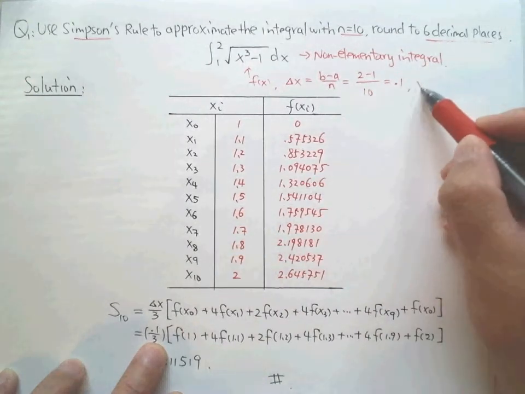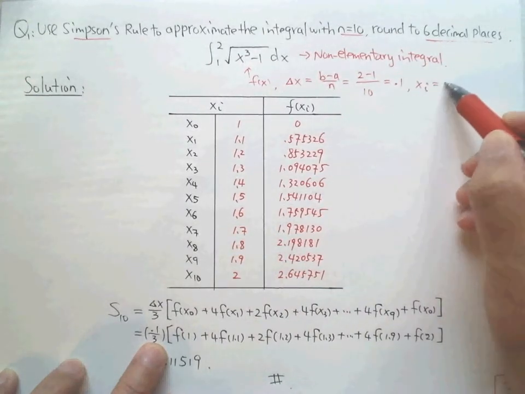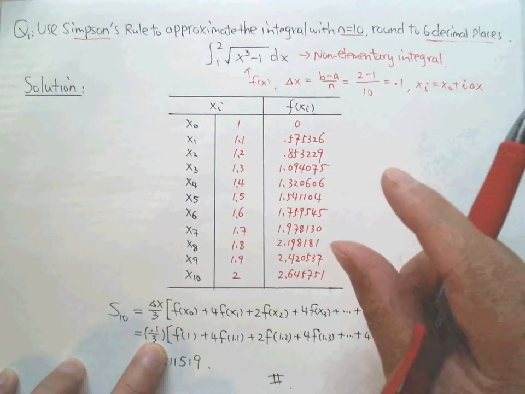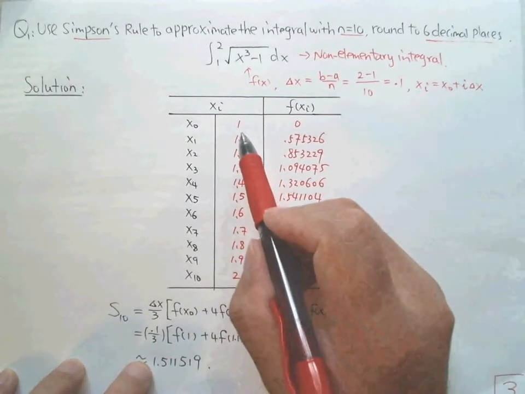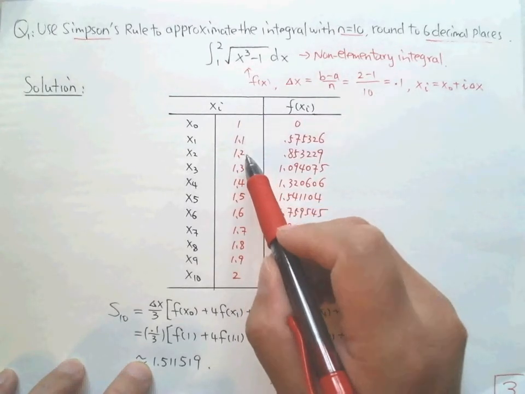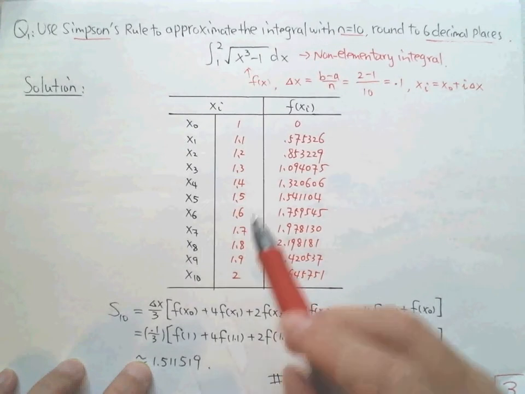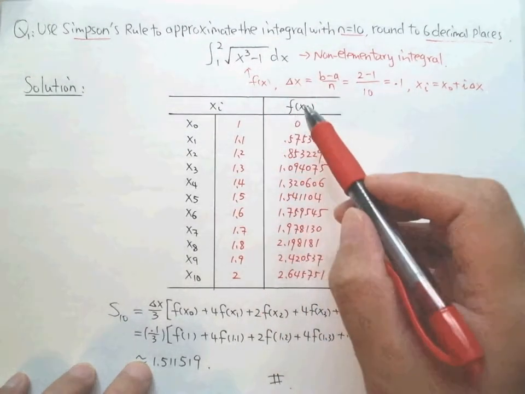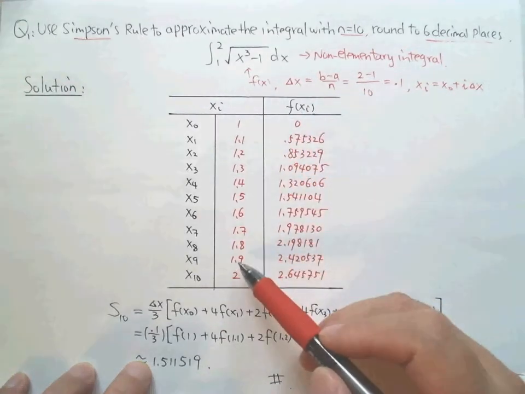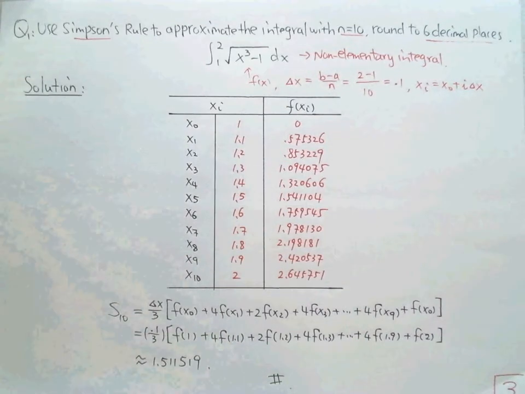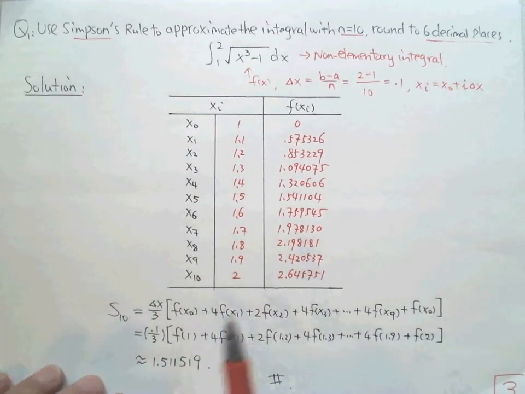Another step is to get all the dividing points. We have a formula: xi equals x0 plus i times delta x. Each increment is 0.1. So from the beginning, a is 1, plus delta x is 1.1, plus delta x is 1.2, and so on until it goes to 2. So we finish the xi, the dividing points, and then just evaluate the function at the dividing points, and we get all these numbers. If we have the table, then we have everything.